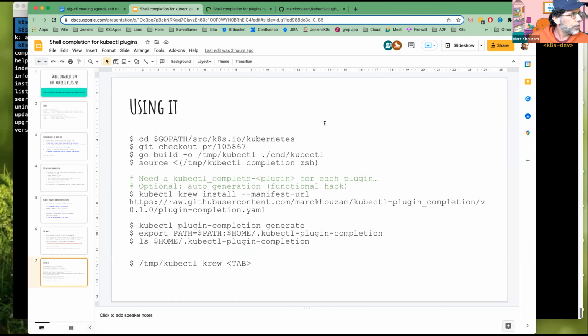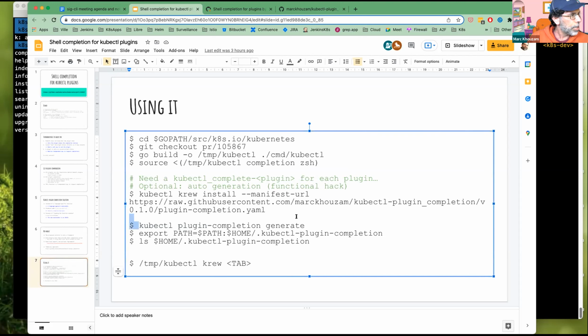So last slide, if you guys want to use it, you build your own kubectl using the PR. You optionally download the plugin I just mentioned, and you ask it to generate scripts for you. And then that's it. We can try live if you'd like. I don't know how much time I have. If you can name me any plugin that you like, I can install it as long as it's on Krew, and then we can try to just run it.